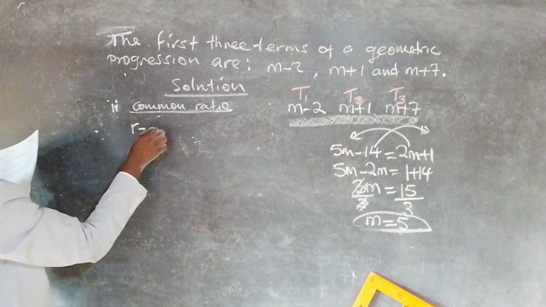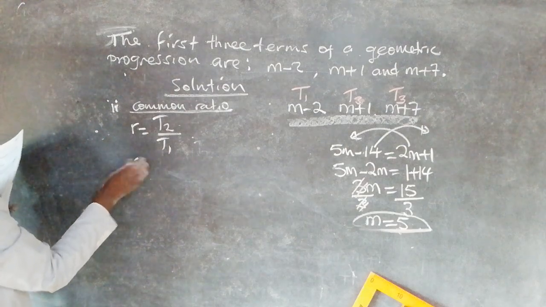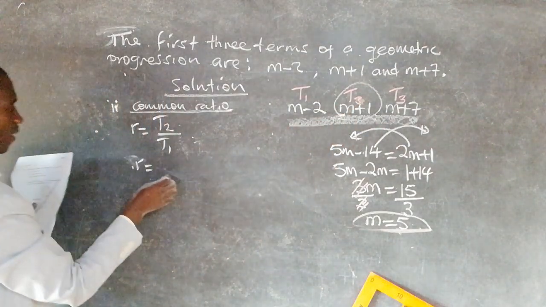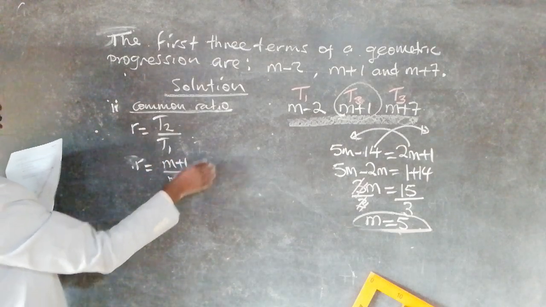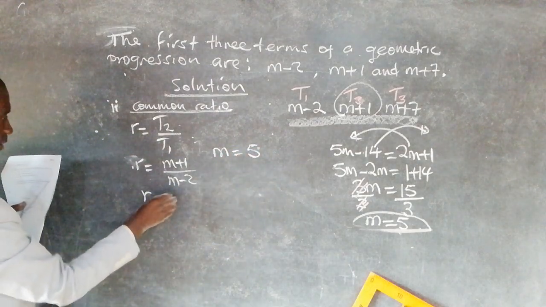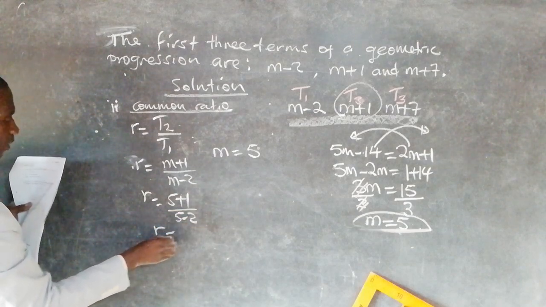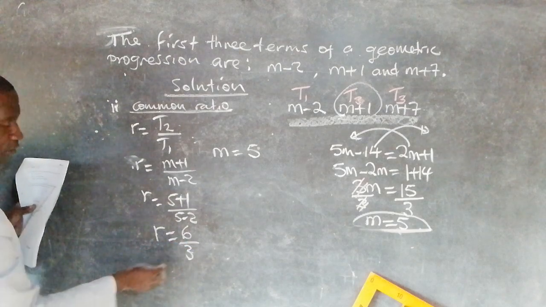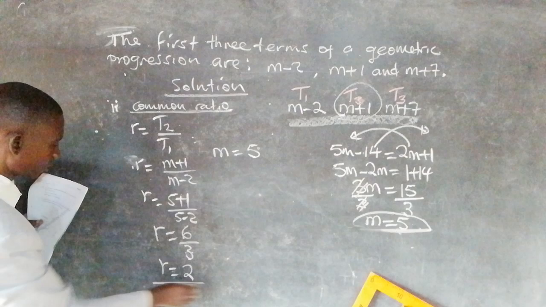So the common ratio is found by term number 2 over term number 1. So the common ratio is equal to term number 2, which is m plus 1, over term number 1, which is m minus 2. Remember, m is calculated to be 5. So if you substitute, 5 plus 1 over 5 minus 2, the common ratio is going to be 5 plus 1 is 6, and 5 minus 2 is 3. So if you divide 6 by 3, you get 2. So the common ratio is 2.